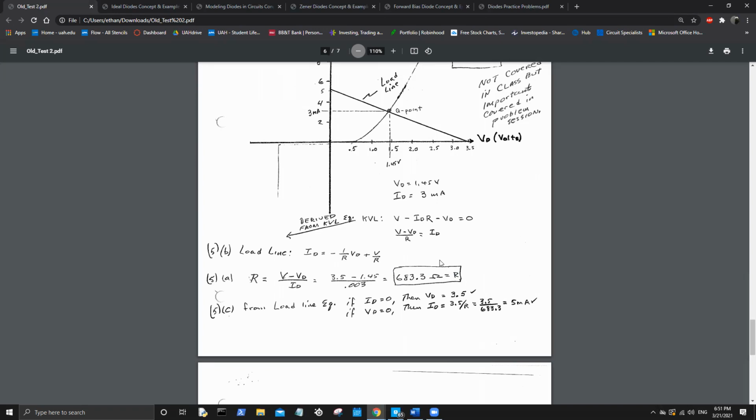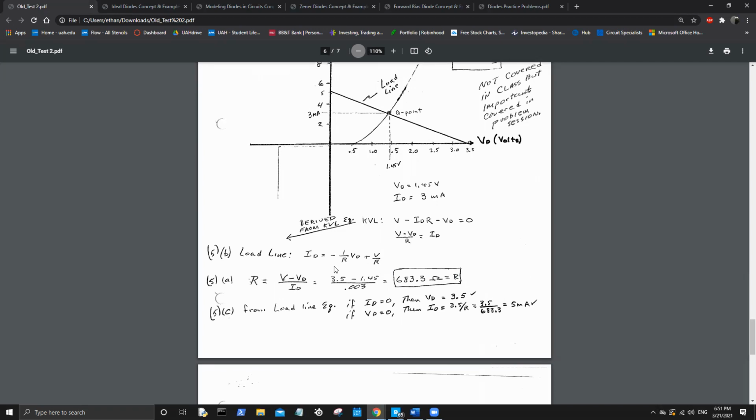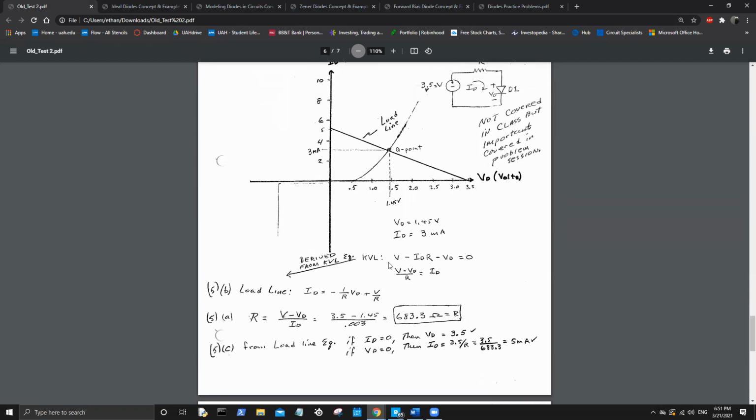Then we have B, which is our load line, which is just this equation, derived from KVL. So ID, once more given from our Q point data, is 1 over R. I don't know why he calculated this first. No, he just gave the load line equation. He didn't graph it yet, but you need this resistance value, which is why it's ABC and not BAC, but it doesn't really matter here.